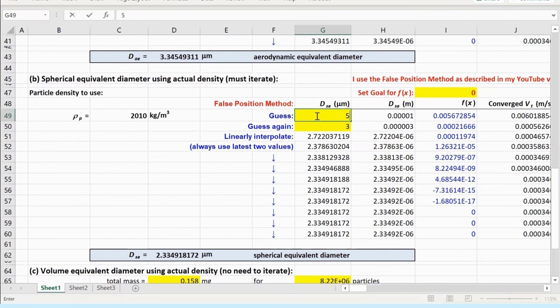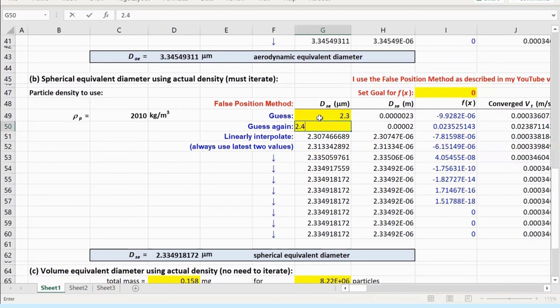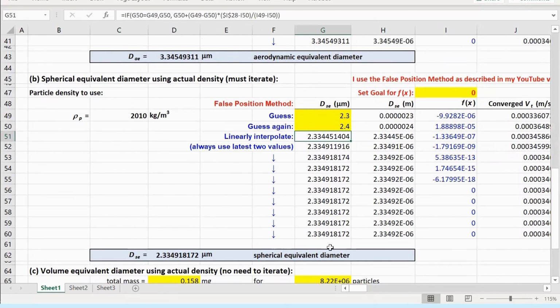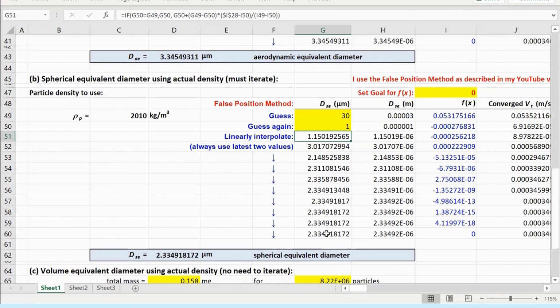Let's guess 5 and 20. I still get the same answer. In fact, these don't even have to straddle the final answer. So we call it interpolation, but in this case, it's actually an extrapolation. Of course, if I would pick 2.3 and 2.4, it would converge very quickly, but I'd kind of have to know the answer beforehand. But I can pick some pretty wild numbers like 30 and 1, and it still works once you have this set up.